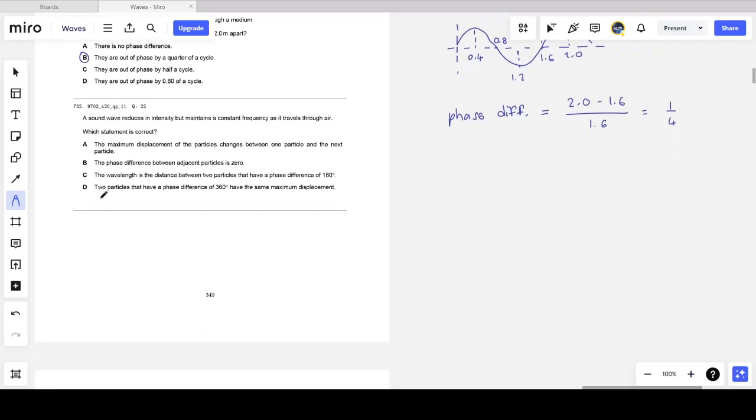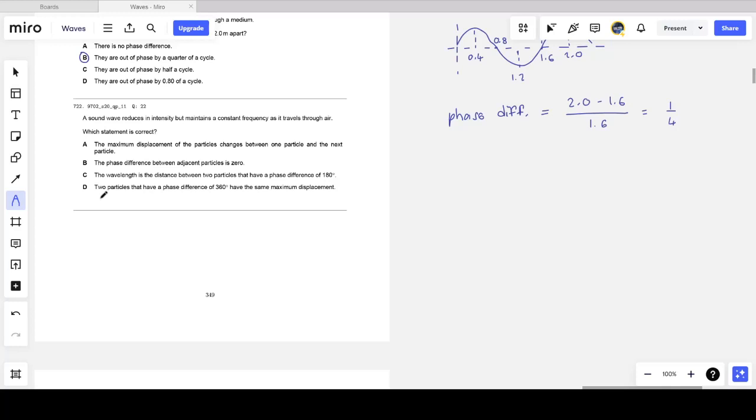Now, question 722 says a sound wave. Again, this question is from summer 2020, that's May-June 2020. It's from question paper 1, variant 1, and it's question 22 from the paper. It says that a sound wave reduces in intensity but maintains a constant frequency as it travels through air, and we want to know which of the statements are correct.